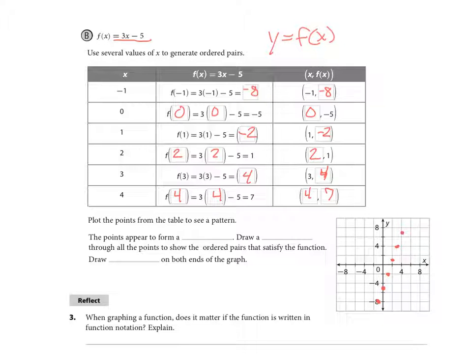So again, they make a straight line. We're going to connect those. My line's not very straight. I put arrows on both ends to indicate that this function continues. So our questions here, the points appear to form a what? They form a line. So it says draw a line through all the points to show the ordered pairs that satisfy the function, and draw arrows on both ends of the graph.